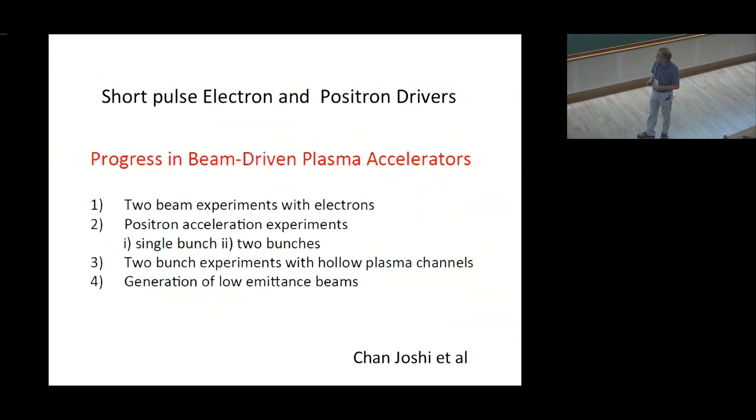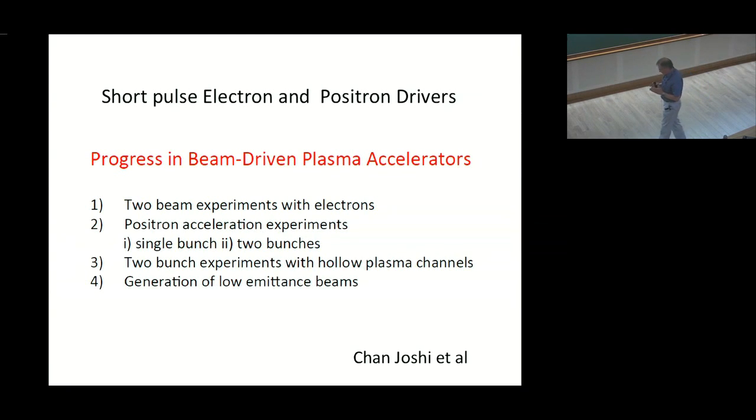And as I said earlier, you can use it to accelerate other components, and Raul Trines has got work going on looking at photon acceleration in similar wake fields. And also, I mentioned earlier, you can do it with neutrinos, etc. So the progress in the beam-driven plasma accelerators: you've done two beams with the electrons, so you can successfully accelerate two beams. You can do the same thing with positron acceleration experiments. You can accelerate the positrons easily with the positron beams.